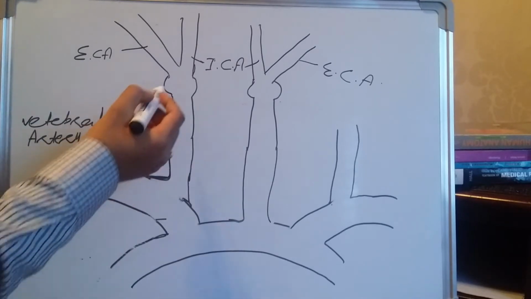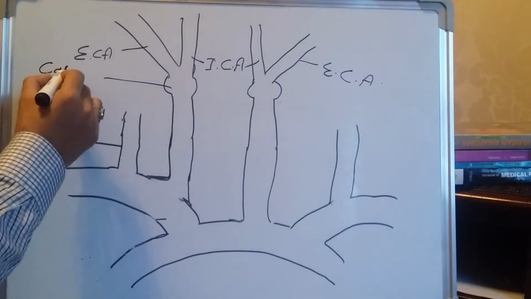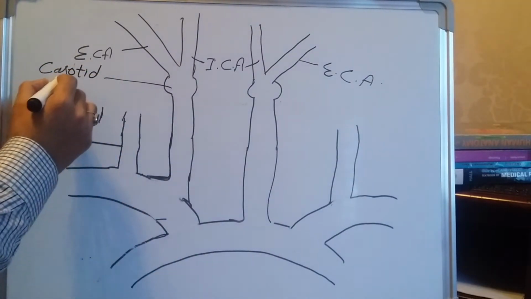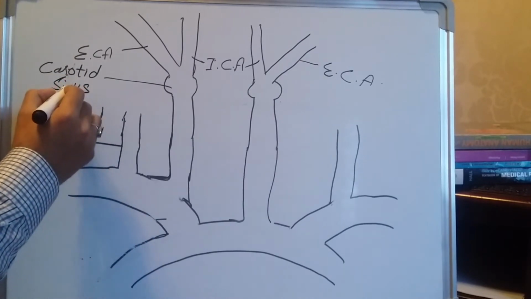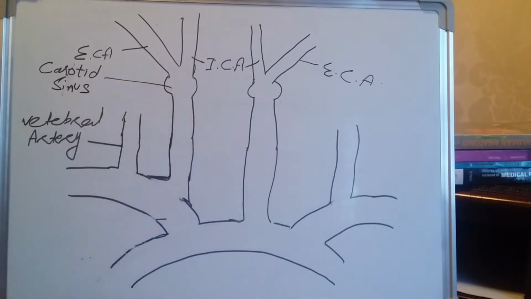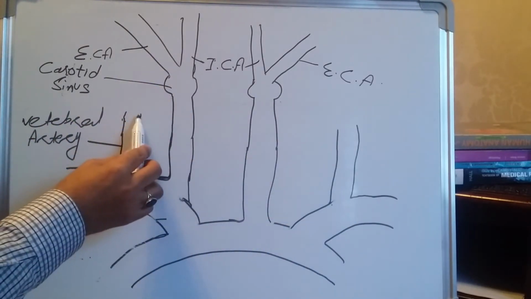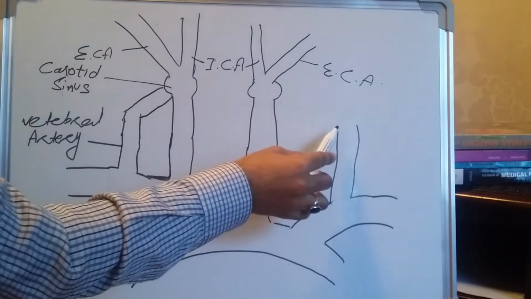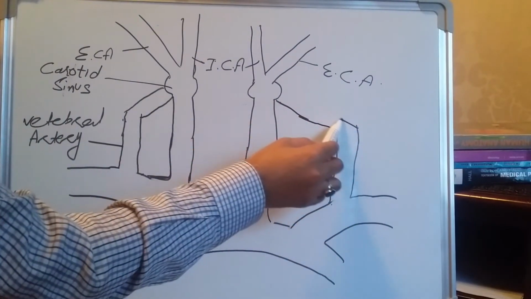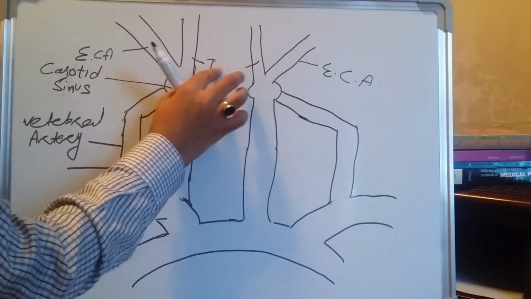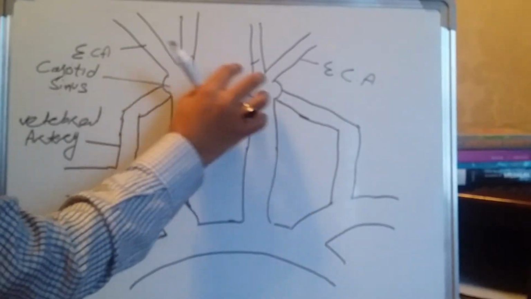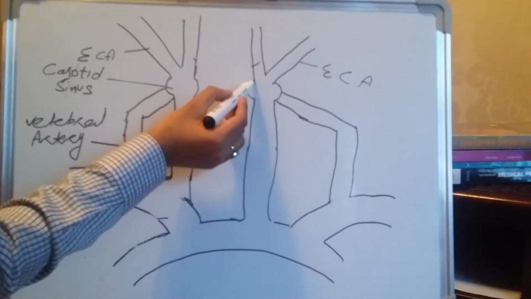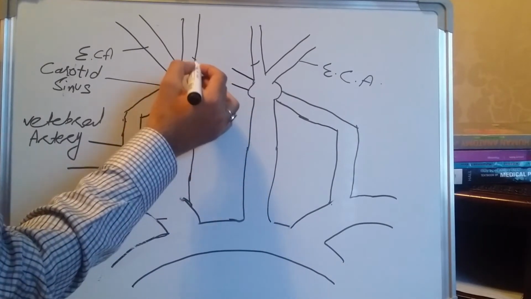So at the sinus, this is called the carotid sinus. At the point here, the carotid sinus, the vertebral artery starts moving toward the inside. This is also moved toward the inside. And after this, it crosses on the back side of the common carotid arteries. It comes out and starts moving upward.